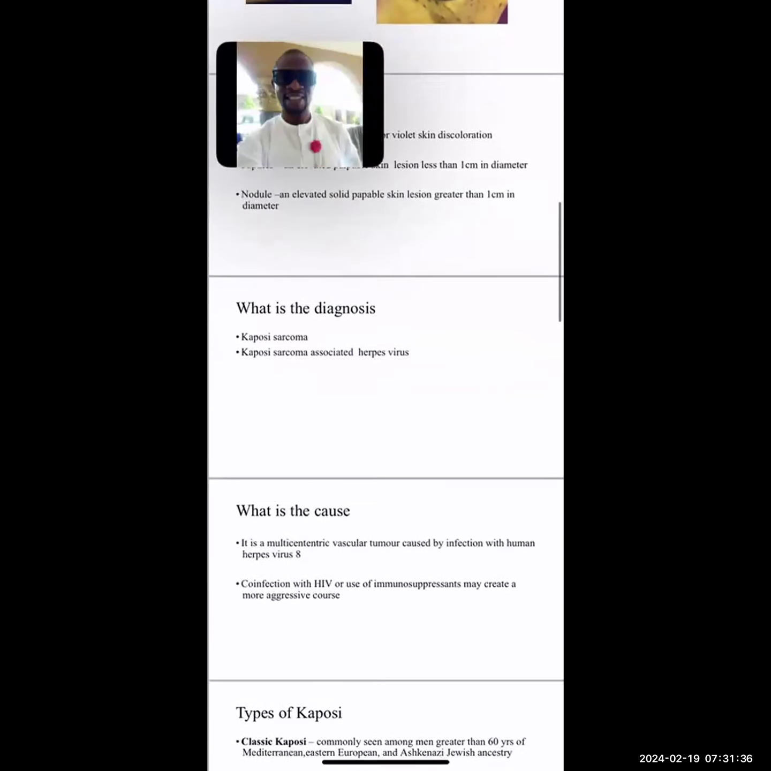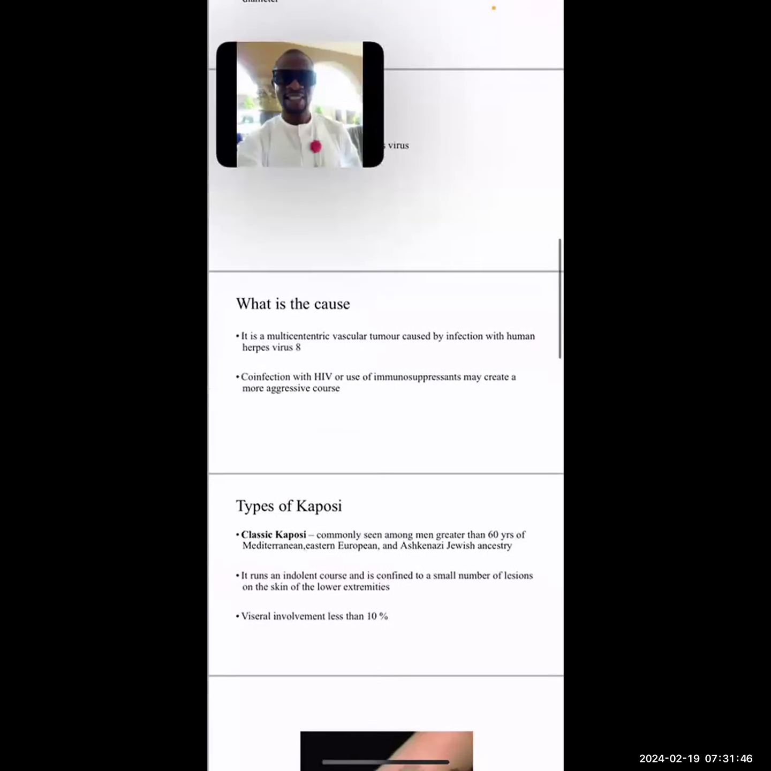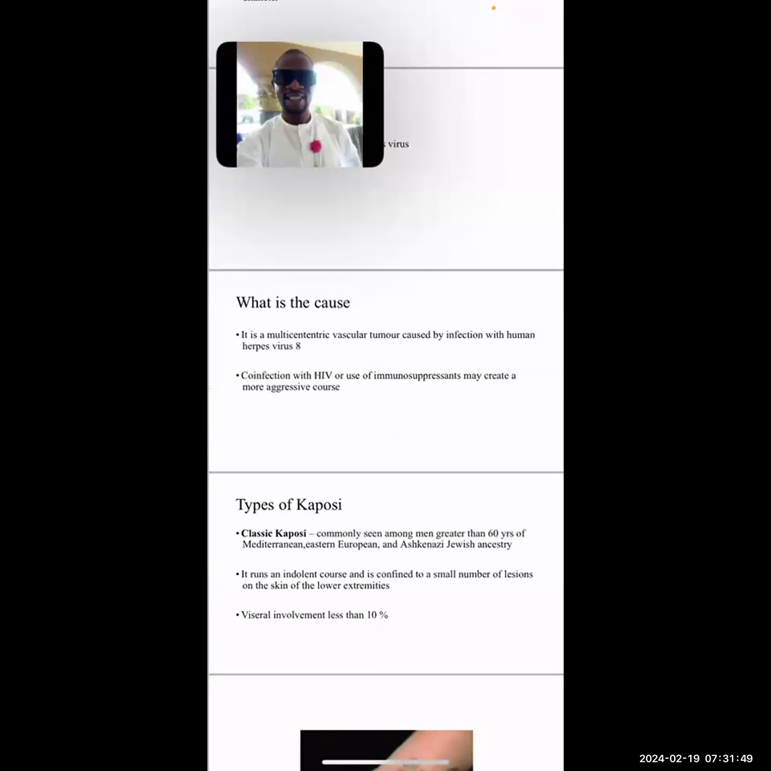Next question says, what is the diagnosis? So the diagnosis is Kaposi sarcoma, also called Kaposi sarcoma-associated herpes virus. What is the cause? It's a multicentric vascular tumor, which is caused by infection with the human herpes virus 8. Now, co-infection with things like HIV or use of immunosuppressants tend to make the course more aggressive. So I added this here in case, after mentioning HHV8, they wanted to hear something else, you can just talk about the co-infection making the course quite aggressive.